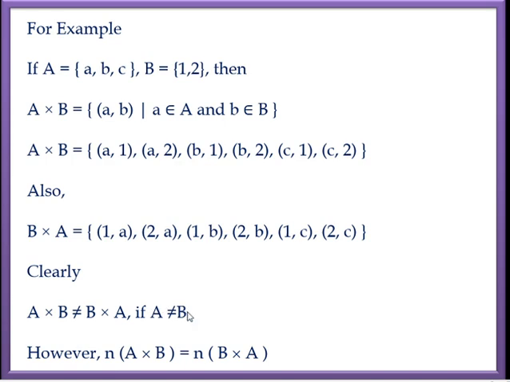Of course, if two sets are equal, then A cross B will be the same as B cross A. But otherwise, A cross B is not the same as B cross A. But the number of elements is the same in both. For example, here 3, here 2. So in A cross B, how many? 3 into 2, 6 elements. In B cross A, 2 into 3, which is the same again, 6. So the number of elements is the same, but the elements are not the same.